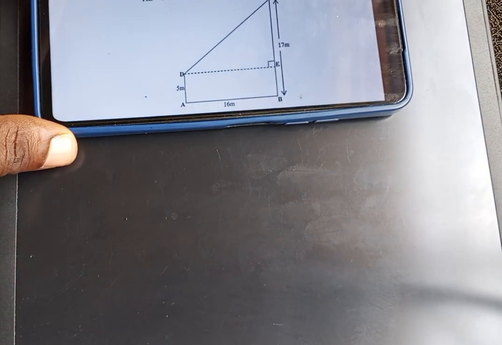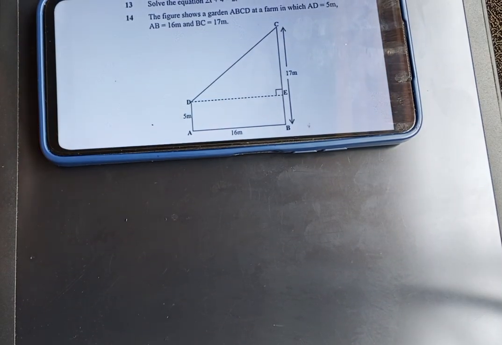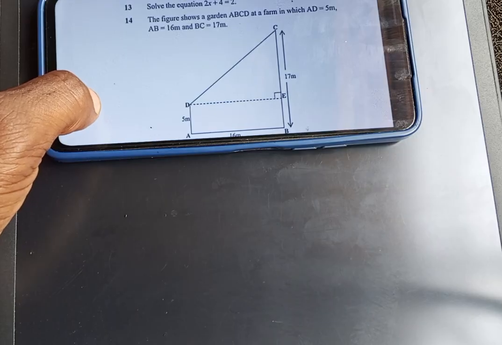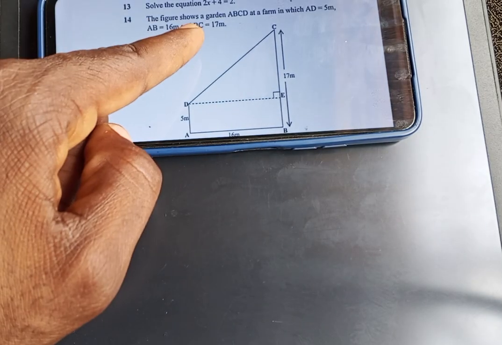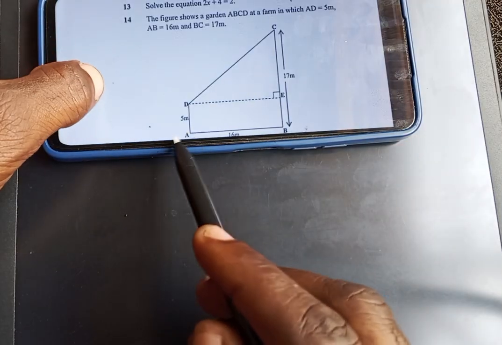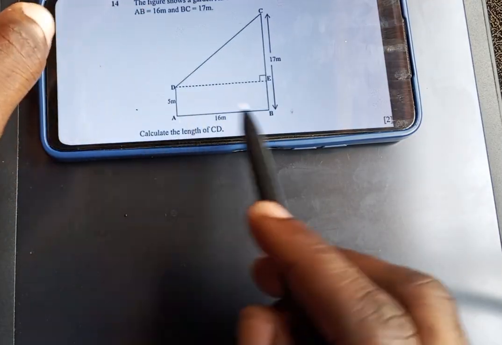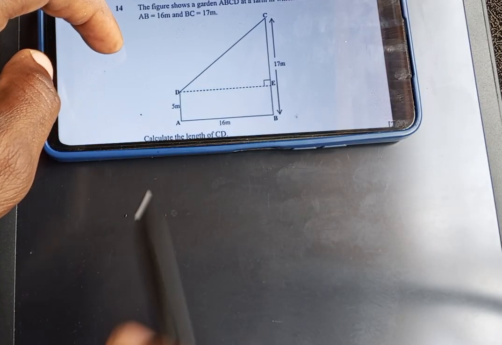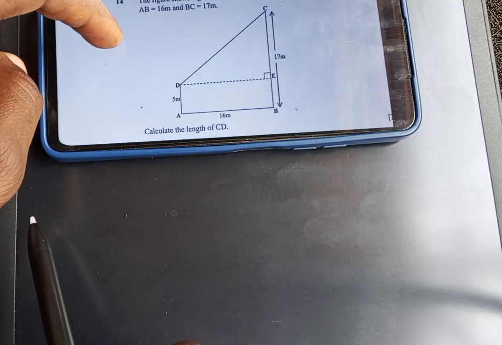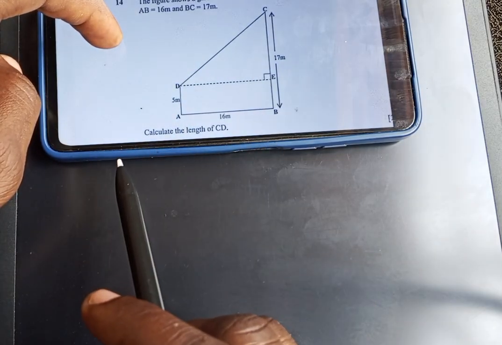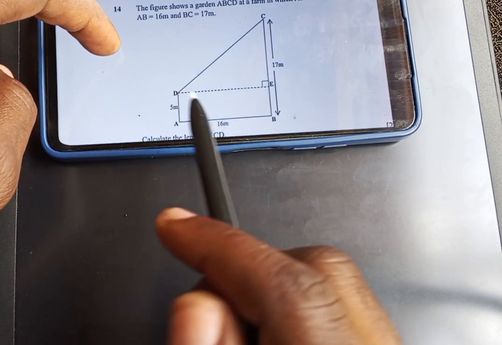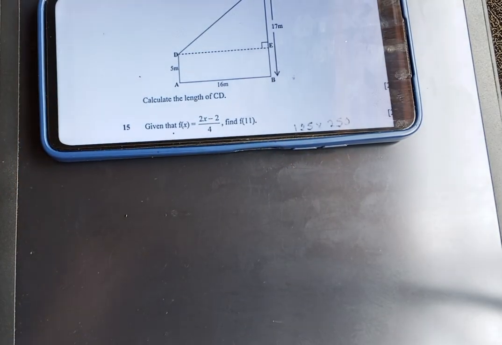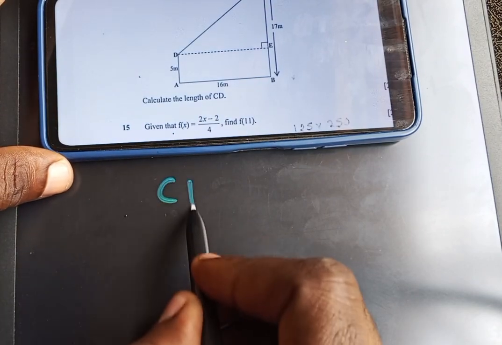The next question is falling under Pythagoras theorem. So you have the figure below shows a garden A, B, C, D at the farm, in which A to D is 5 meters, A to B is 16 meters, and B all the way to C is 17 meters. What are we calculating? We are calculating the distance of CD.